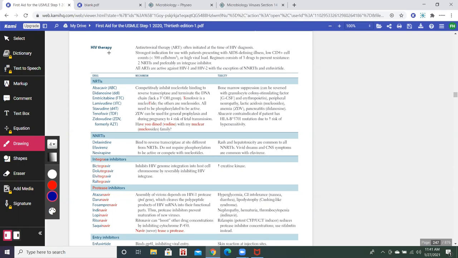Now, HIV therapy. Antiretroviral therapy is often initiated at the time of HIV diagnosis. The strongest indication for use is in patients presenting with an AIDS-defining illness with a CD4 count less than 500. When the CD4 count falls below 500 in an HIV patient, then we consider that the patient has full-blown acquired immunodeficiency syndrome, or the viral load is high. The regimen consists of 3 drugs to prevent resistance, that is 2 NRTIs and 1 integrase inhibitor. From the video now, can we assume that you can never forget that you have to give 2 NRTIs and 1 integrase, for the 2 soldiers and 1 guy on the pole, right? Yes or no?